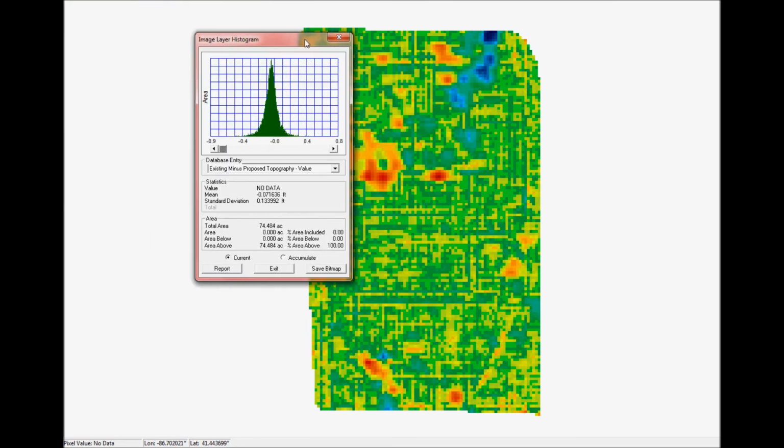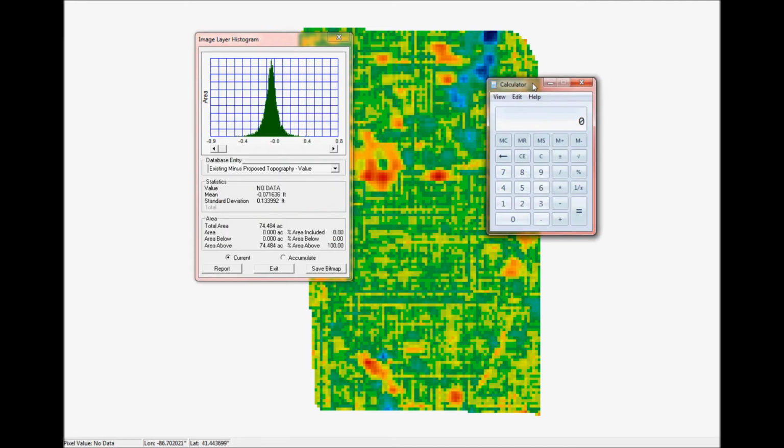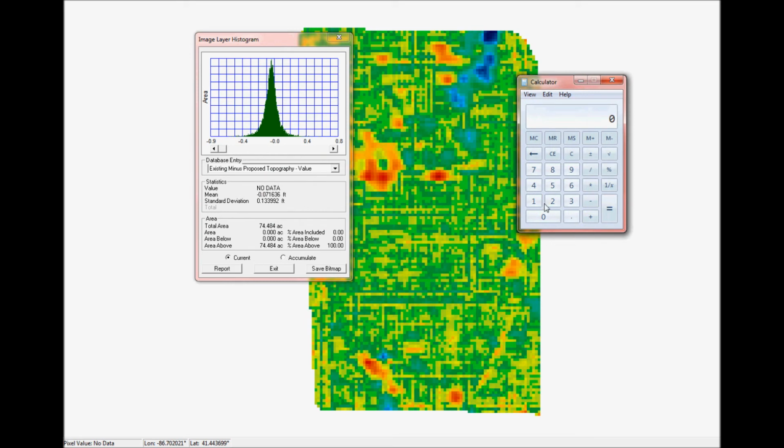So let's look at the average elevation change. The average elevation change is 0.071636 of a foot. So what is that? Let's do the math. So I have 12 inches in a foot, right? Times 0.071636. 0.85. So I did not change the elevation of this field by even an inch. That should give you pause.